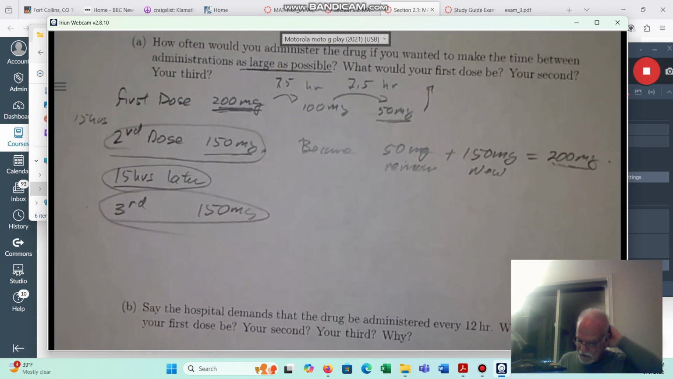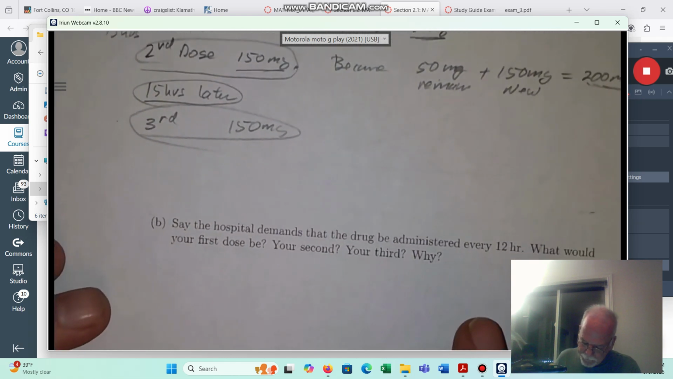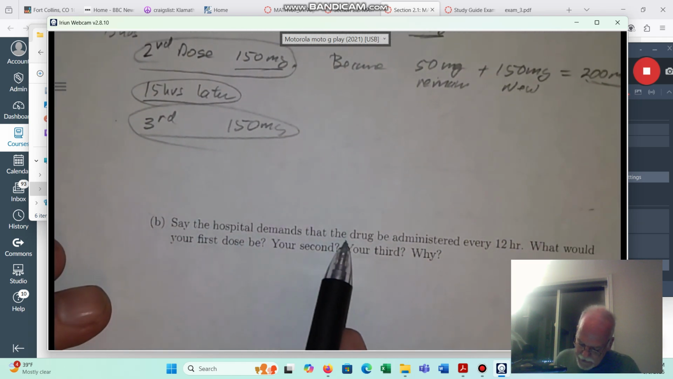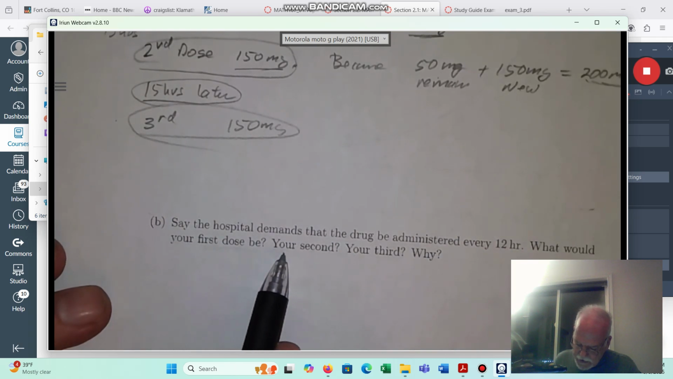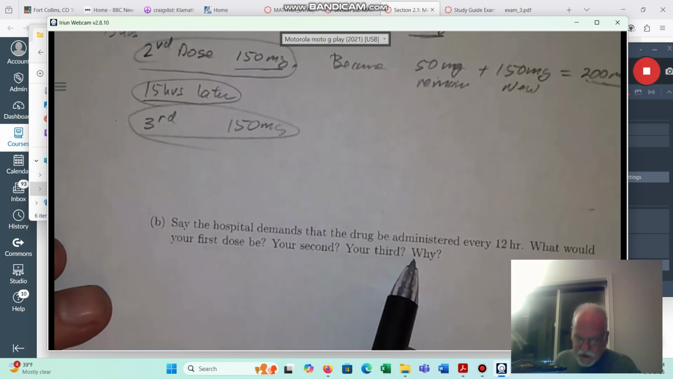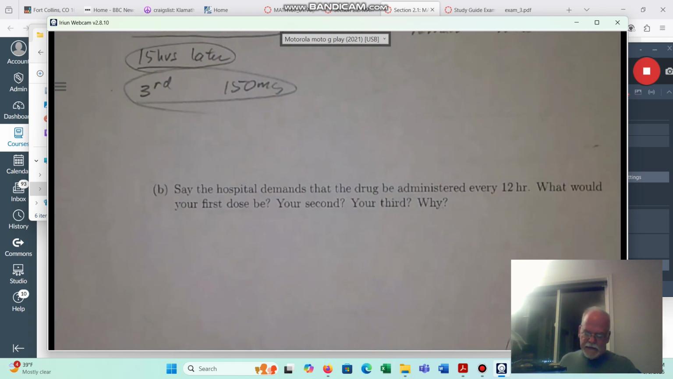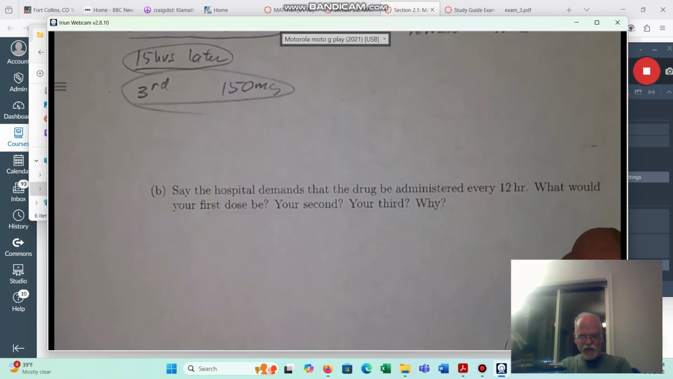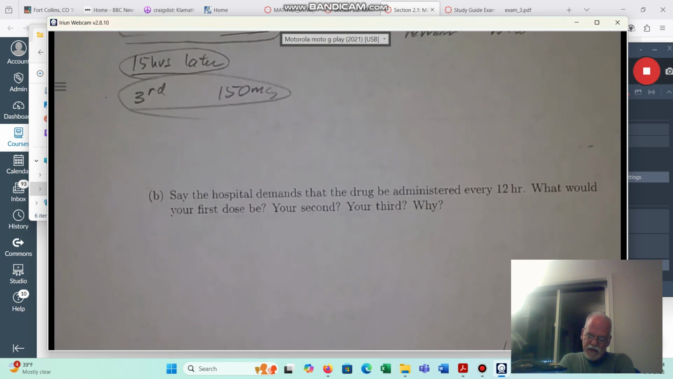You can make a chart in this, and that's not being asked, but say the hospital demands that it's administered every 12 hours. What would your first dose, second dose, and third dose be, and why? There are lots of answers on this type of problem. That's the reason we really like this. It's the reason why it's the last question, because we want to get you some thought on this one. And there's a lot of different ways of doing this.